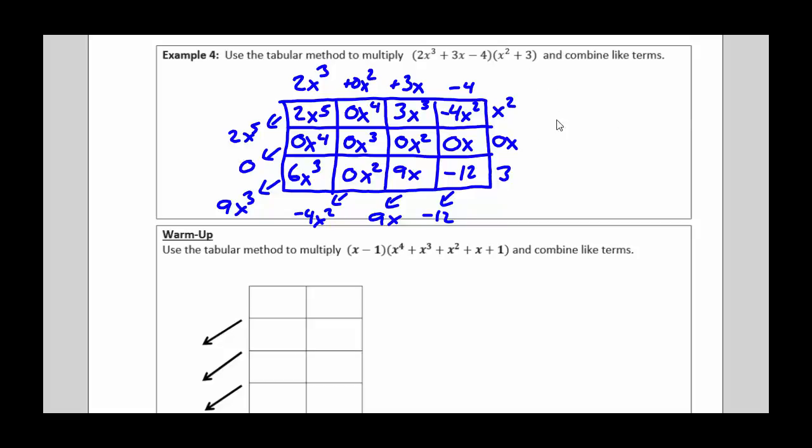I'm just going to change colors and write it all out. Your answer is 2x to the fifth plus 9x to the third minus 4x squared plus 9x minus 12.